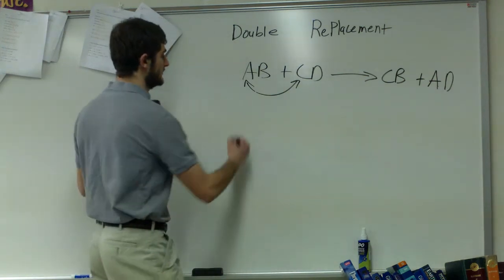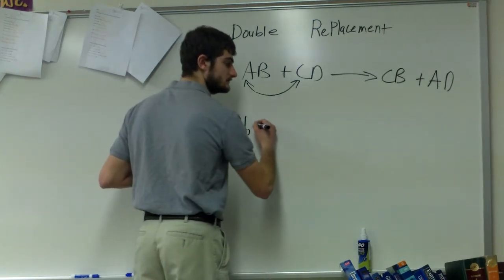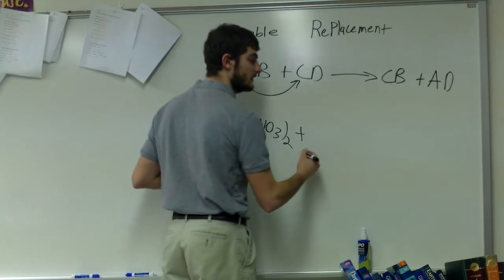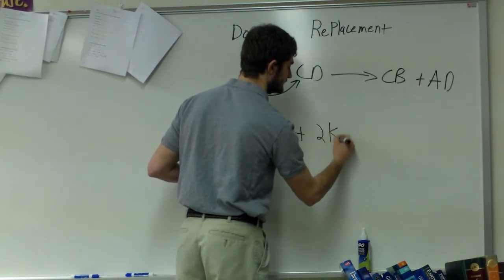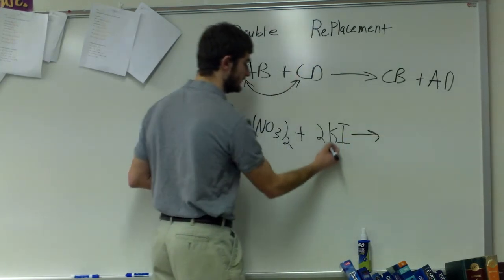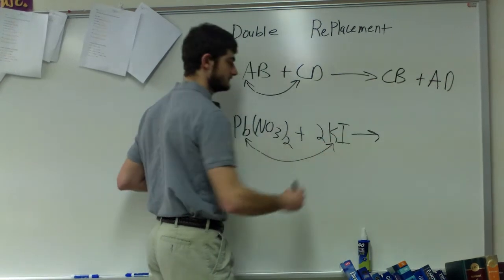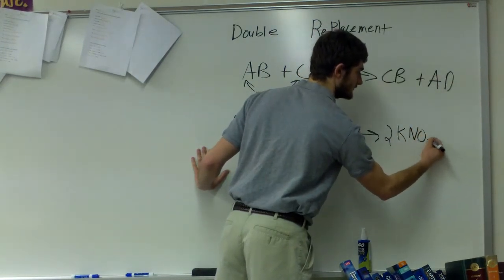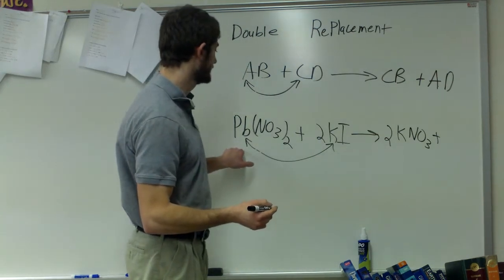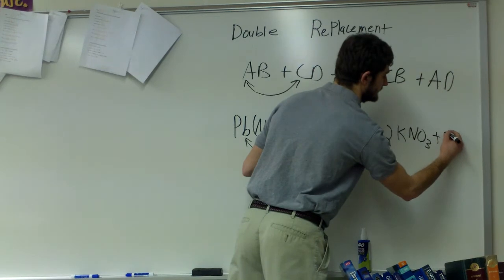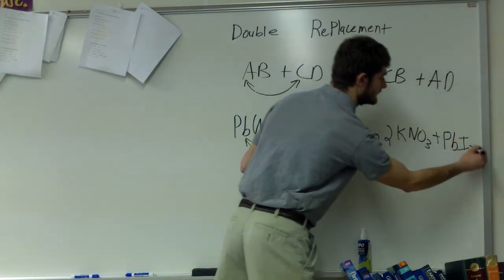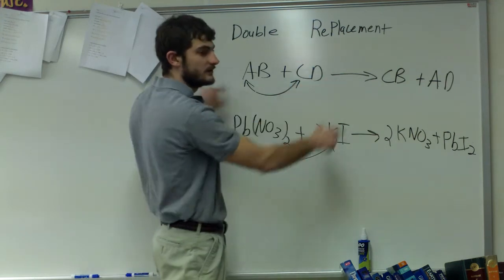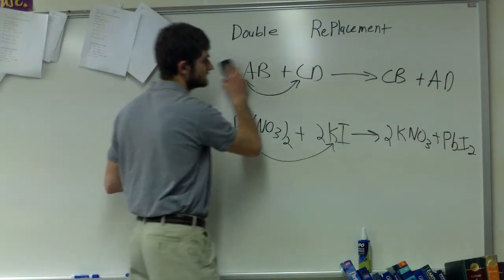A couple of equations to look at. We'll start with lead nitrate. And we're going to react the lead nitrate with potassium iodide. And that will give us, if we switch the potassium with the lead, lead iodide. So this is a double replacement reaction. We call it a double replacement because we have two things replacing each other.